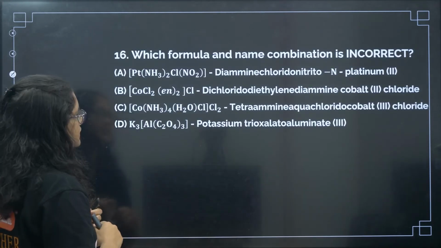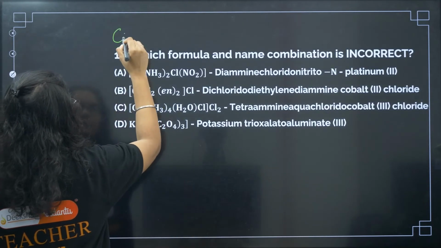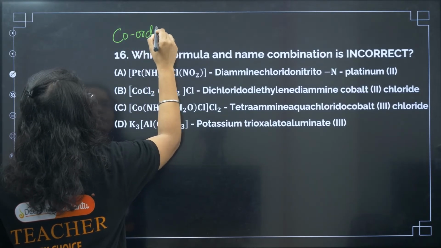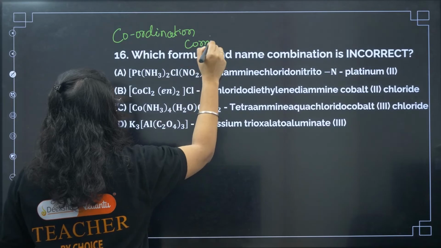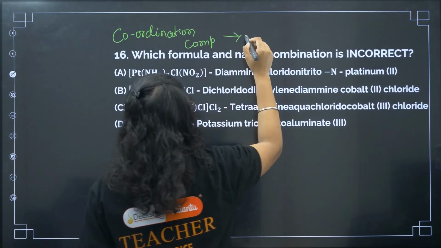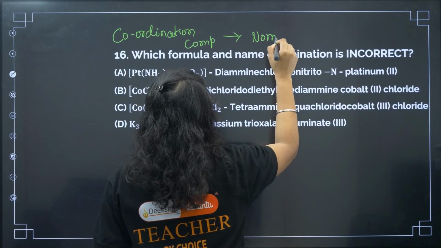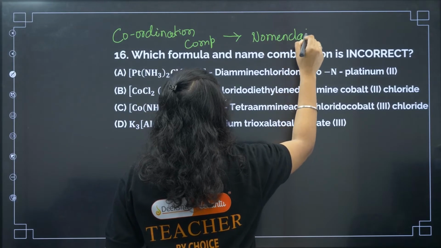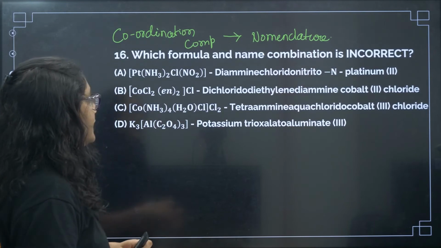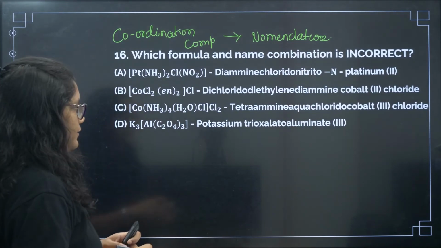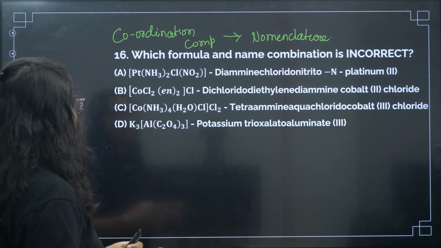So again this question is from coordination compounds. Another very high weightage topic, coordination compounds. This is from nomenclature. The subtopic here is nomenclature. Now, which formula and name combination is incorrect? You have to tell about the incorrect combination.